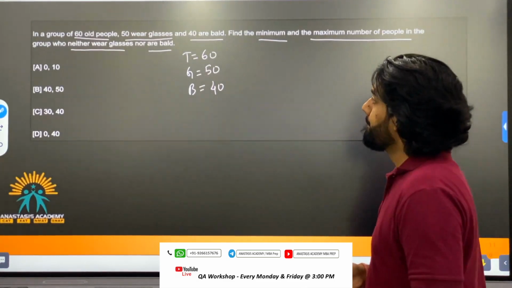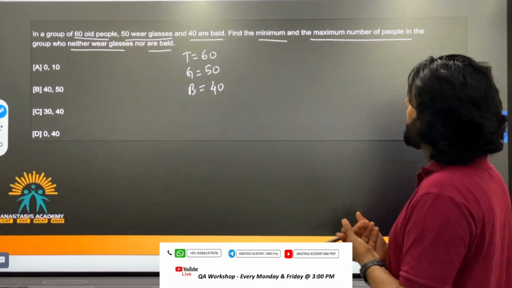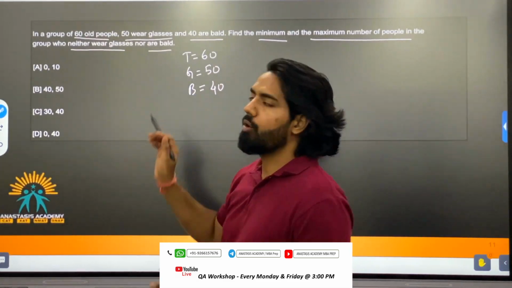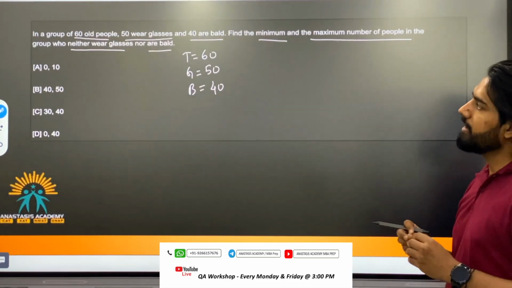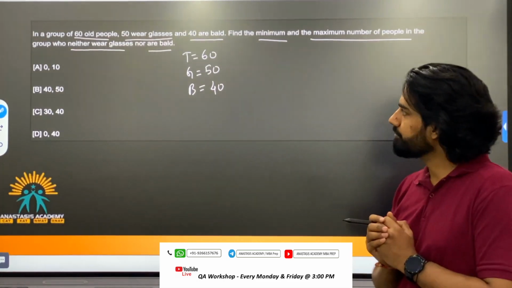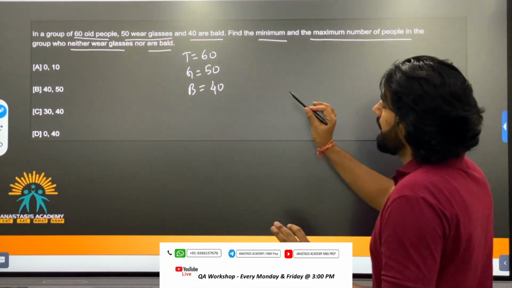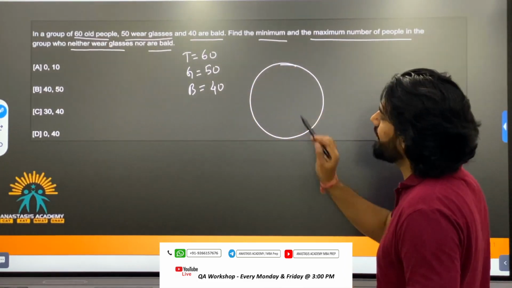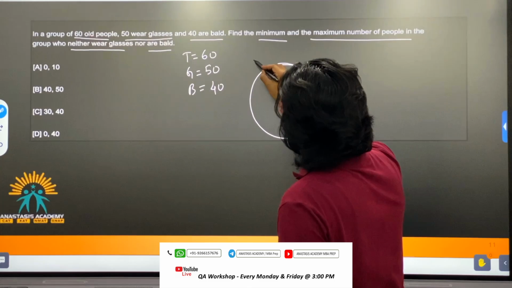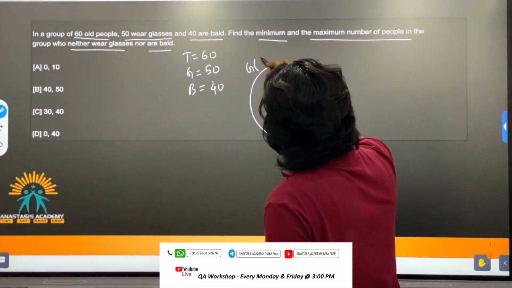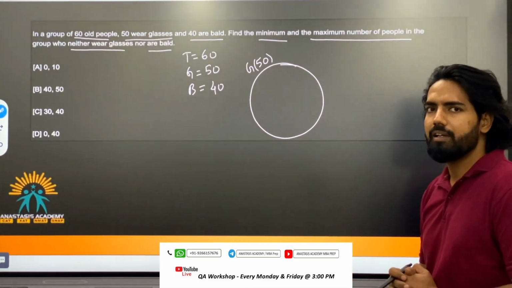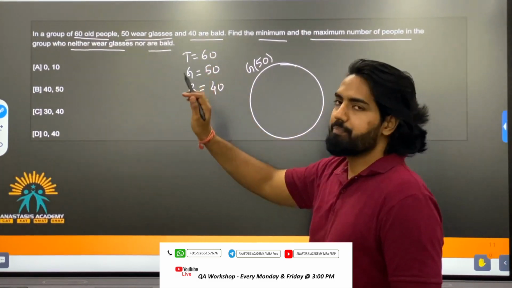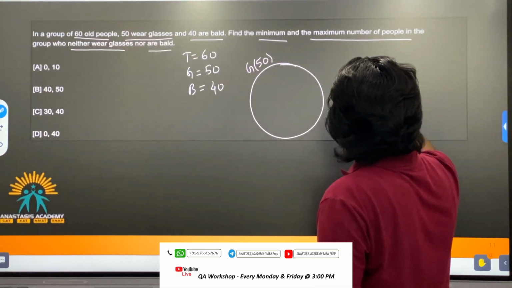So I have to find the minimum and maximum number of people in the group who neither wear glasses nor are bald. So we will solve this question using the Venn diagram. There is a group of people. This set is the people who wear glasses, and it is given as 50 people. And there is a group which is bald. 40 people are there.